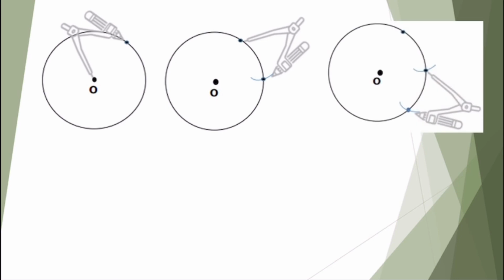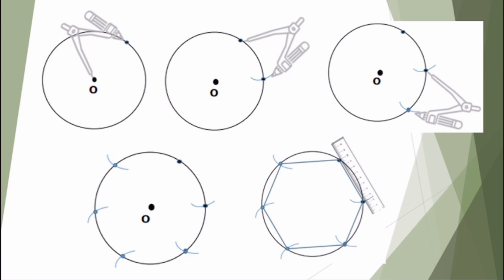For our step 3, continue to make new marks around the circle that are the same distance apart from one another. Step 4, the circle should look like this after marking all the 6 points around the circle. And for our last step, using a straight edge, connect the intersection points to form the regular hexagon. By connecting the 6 points inscribed in a circle having the same distance from one another, we were able to form an equilateral hexagon.